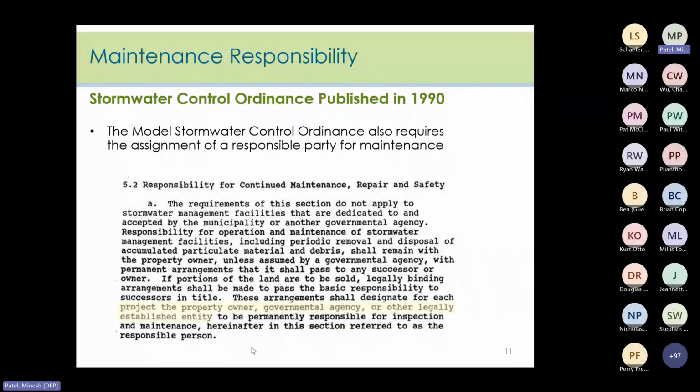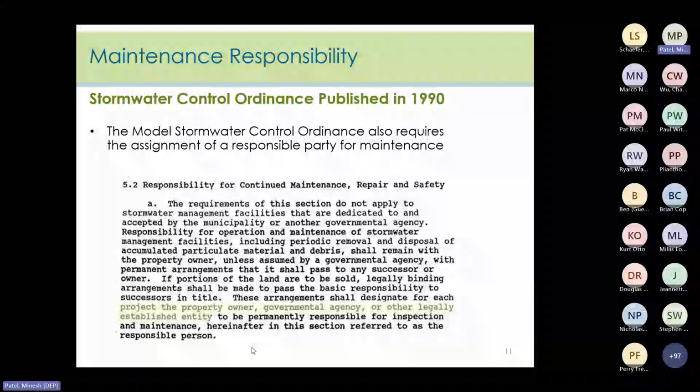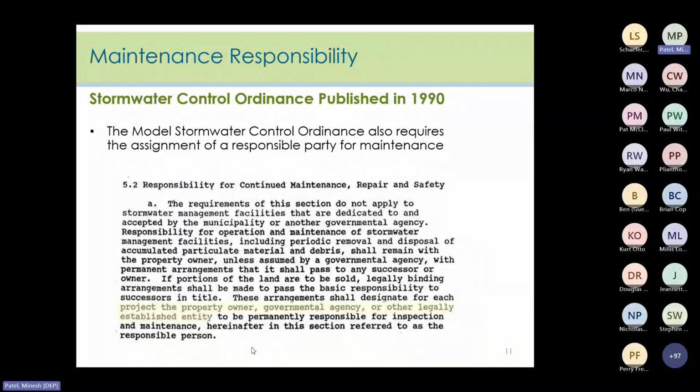The model ordinance issued in 1990 has required the responsible party to be the property owner of the project, a governmental entity, or other legally established entity such as a homeowner association. It does not impose the responsibility on a homeowner of a single lot unless the homeowner owns all of the lots in that development. So the responsible party should not be a single homeowner.